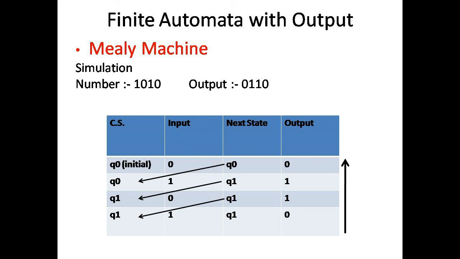Current state of the machine is Q0. Next input is 1. It goes to the next state, that is Q1 state. It will produce the output 1. Next, the current state of the machine is Q1 and the input is 0. Then the next state is Q1 and it will produce the output 1. Then the current state of the machine is Q1 and the input is 1. It will go to the next state, that is the same state, Q1, and it will produce the output 0.